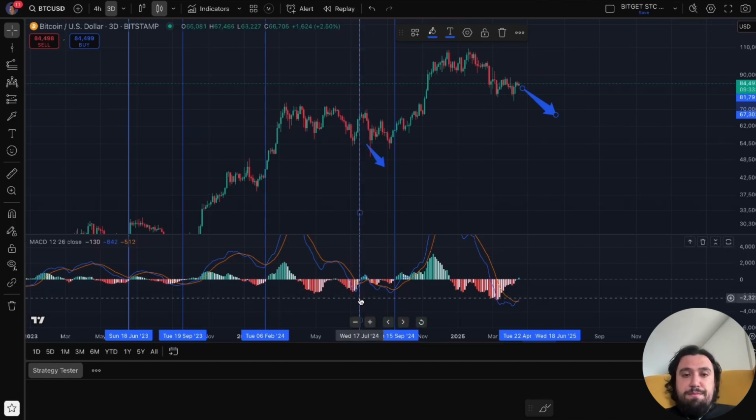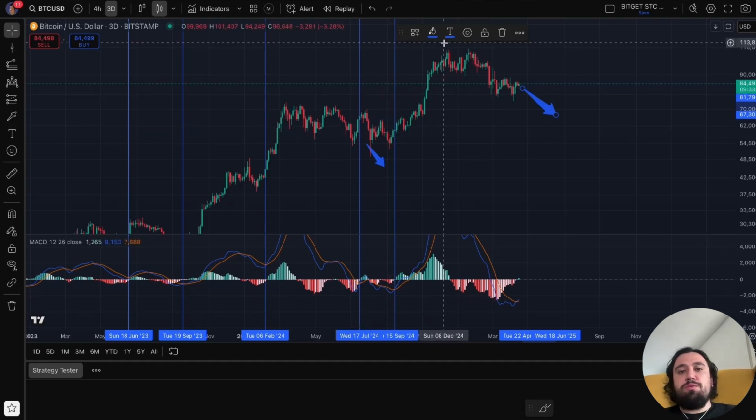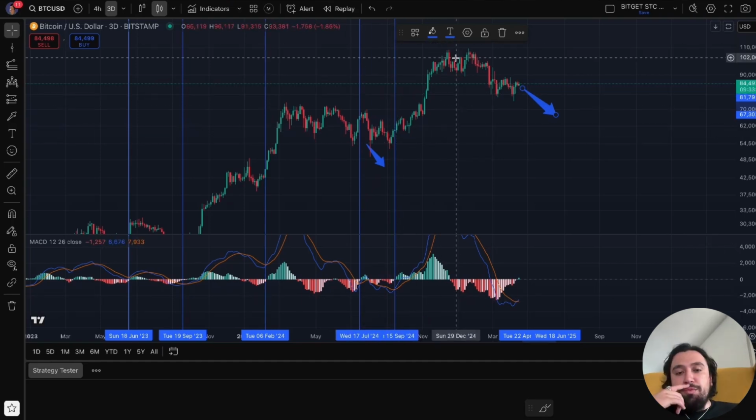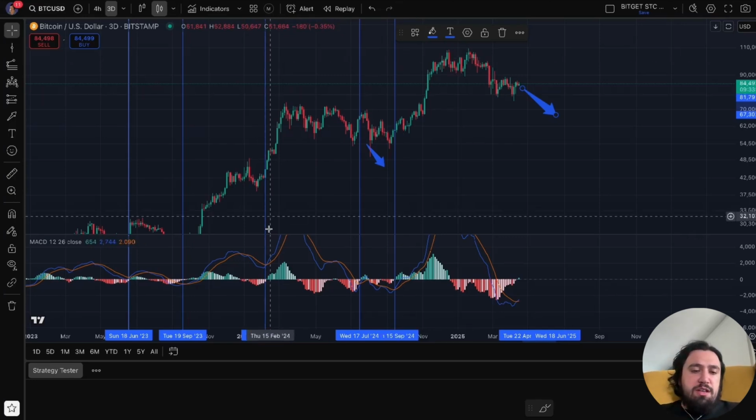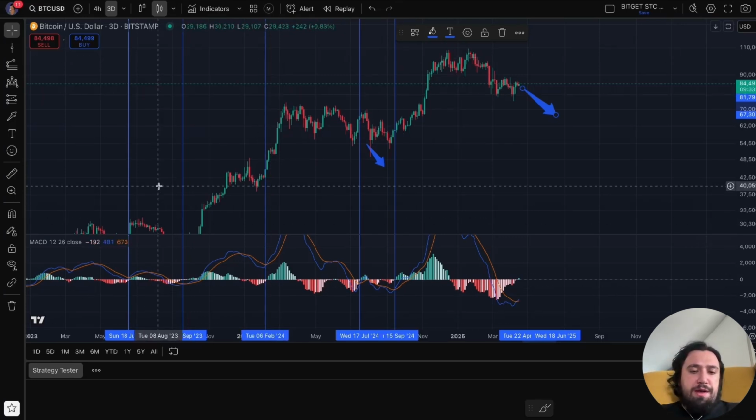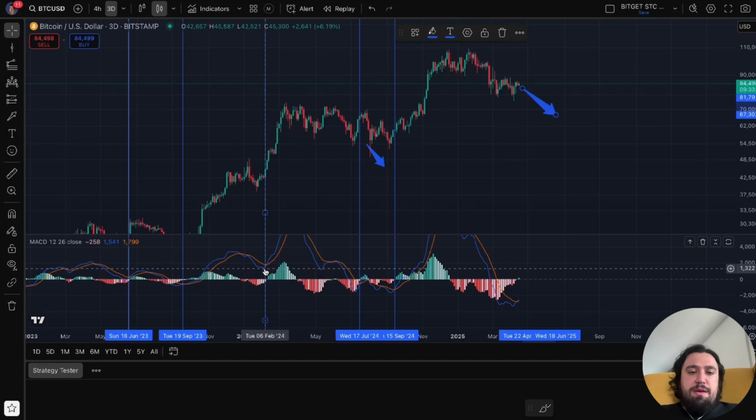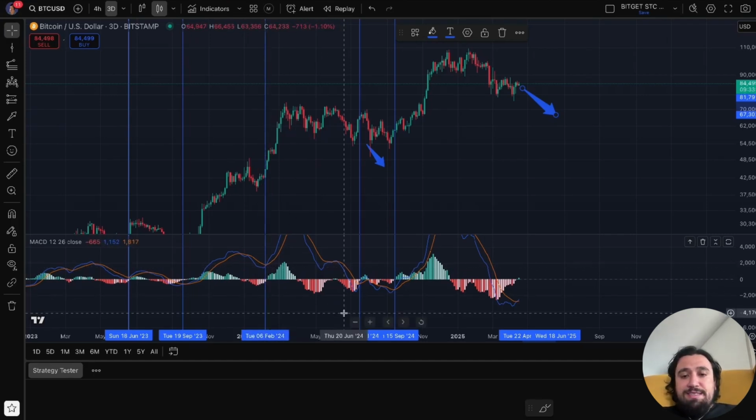When we had that MACD cross, we also had another MACD cross that came in September, which was the true one, which put us on that bull market again. So it's interesting to see what's going to happen. Let's have a look at what happened in February. We had a MACD cross. This time it was above the histogram here, so not as deep as the one that we currently have.